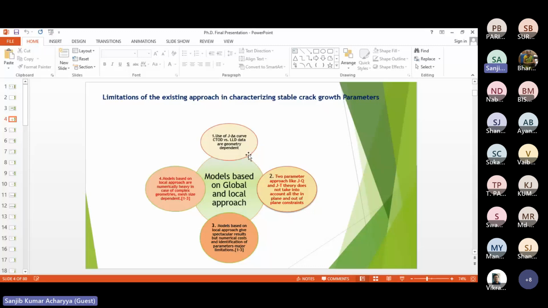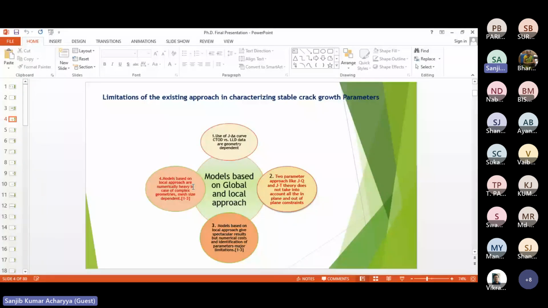This problem in the JR curve is partly resolved by introducing a second parameter like Q stress or T stress. But still, even using the two-parameter theory, it cannot account for the in-plane or out-of-plane constraints equally. If we discuss the micromechanical models or local approach models like Gurson, they also depend on the mesh size and geometry, and it is most difficult to identify the material parameters, the Gurson parameters. The dependence of Gurson parameters on the constraint level is also difficult.